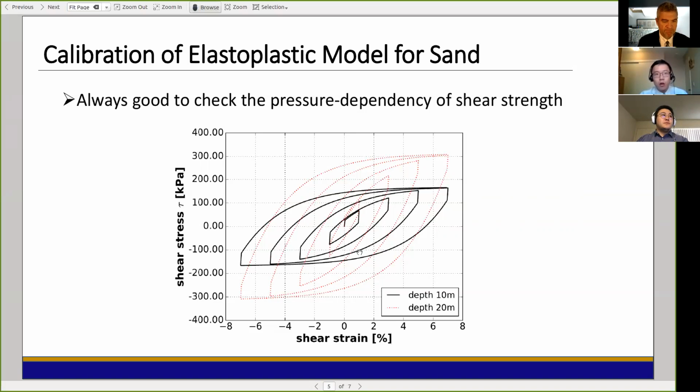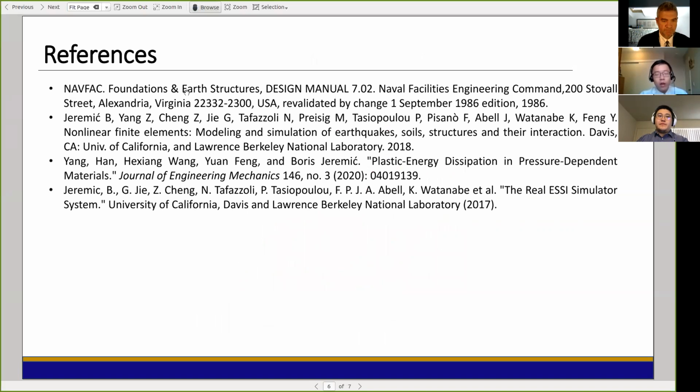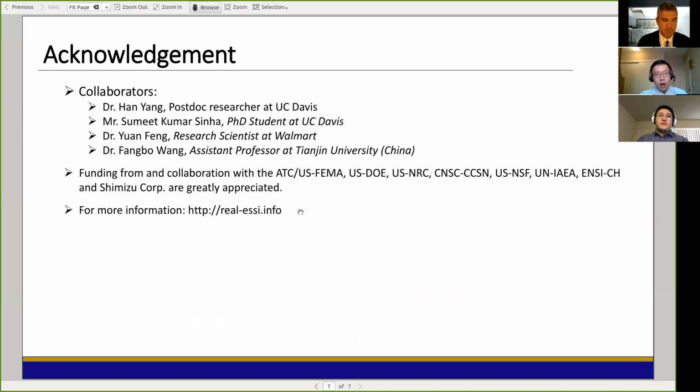So with that, you have already finished your calibration of your sand, and you can look up more information in this reference. Finally, we want to give thanks to our collaborators, the funding resources and agencies, and eventually you can look for more information on our website. Thank you very much.